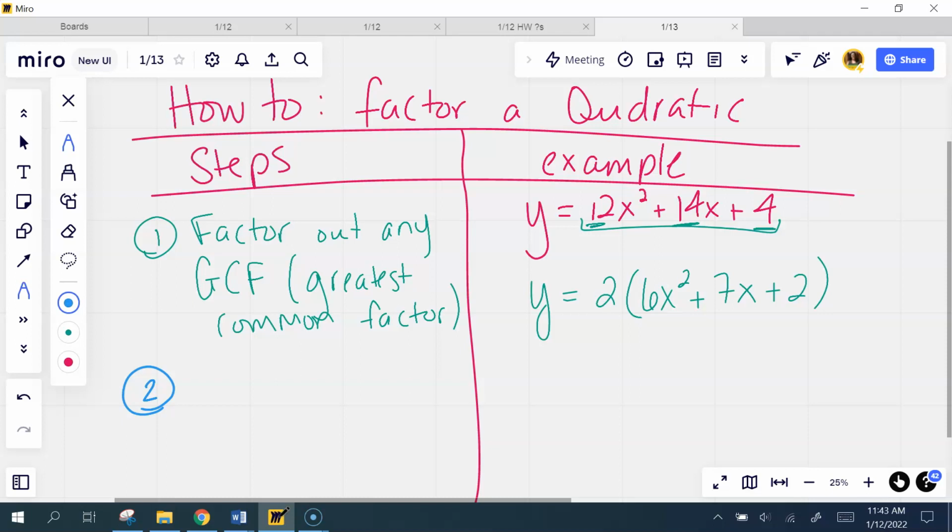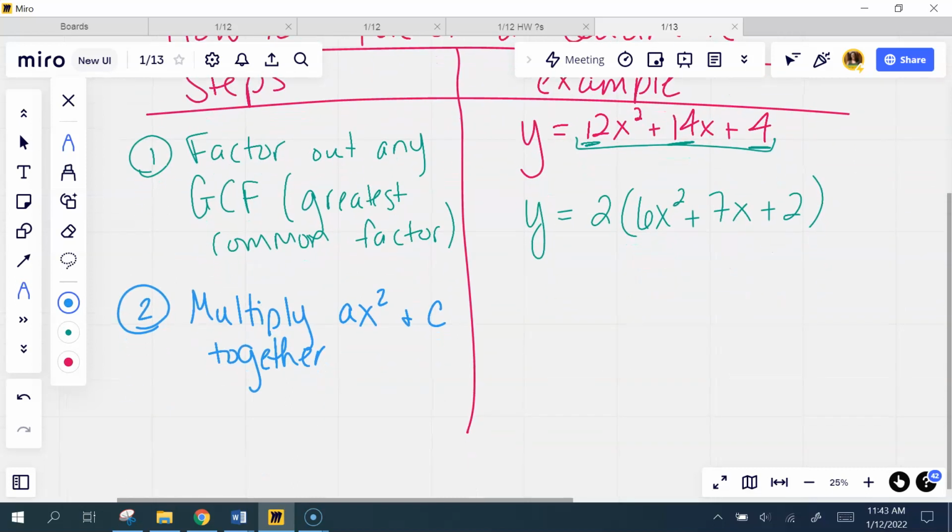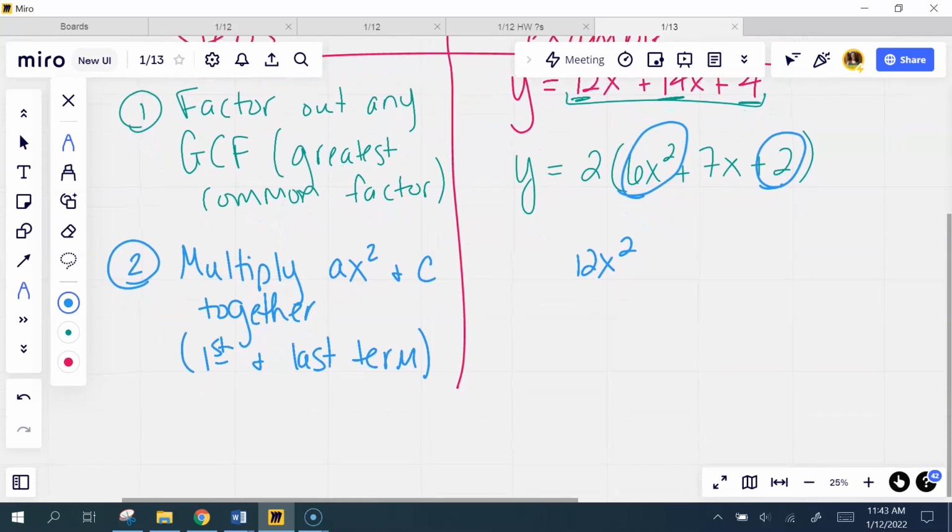And here's where it starts getting a little bit tricky. All right, you're going to multiply your ax squared and your c together. So in other words, the first and the last term. So as I look over here, that would be 6x squared and 2. And together, that would give me 12x squared. And now this becomes a puzzle.